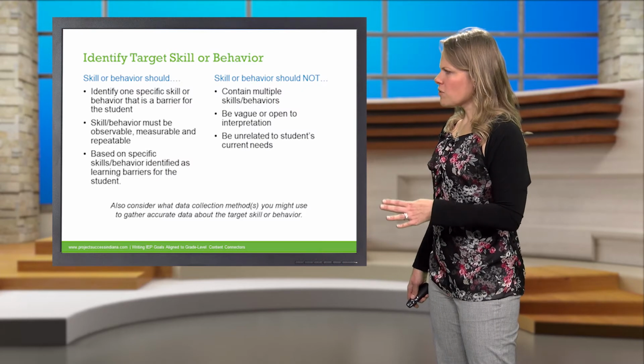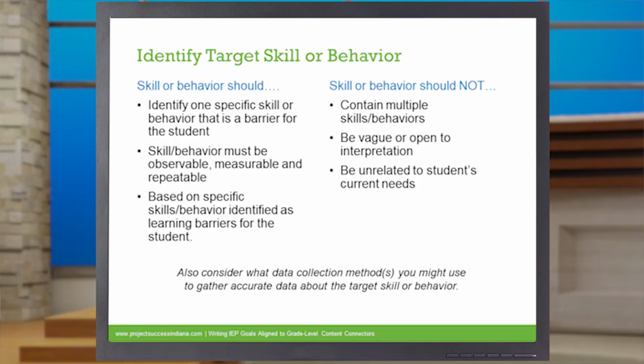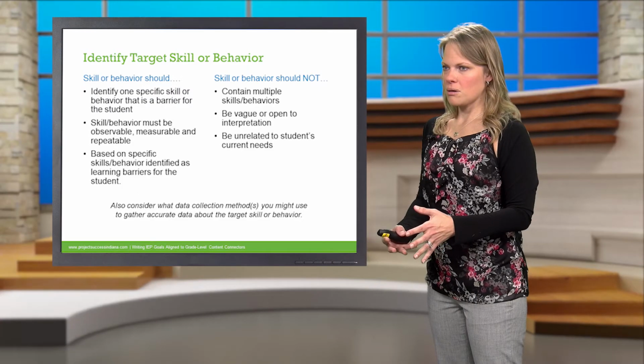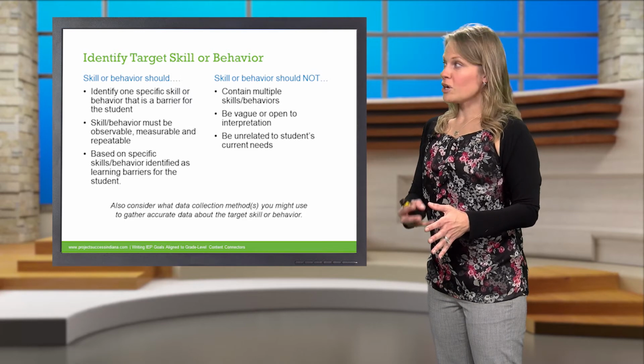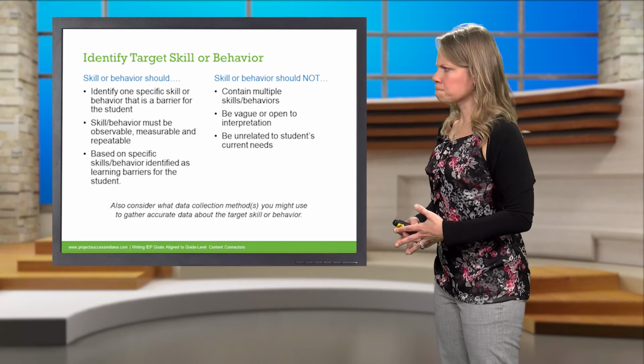We've sort of reviewed some of this already. One thing that's really important to remember is that whatever target skill or behavior you choose, we've already talked about it needs to be just one, but also you need to make sure that it is something you can observe easily, that it's measurable, and that it's repeatable. It can't just be a one-time thing because then they've met it, but you can't find a way to verify that they're able to do it again, right? This needs to be a skill that would be performed over and over again.